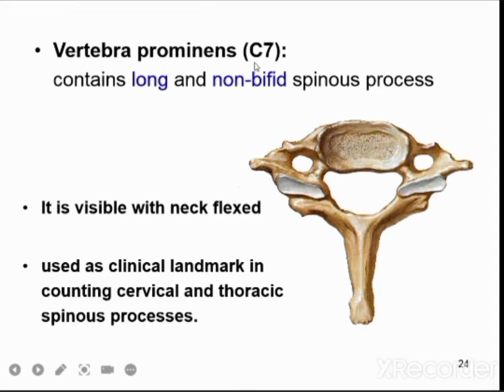The C7, also called the vertebra prominens, contains a very long and non-bifid spinous process. You can see its spinous process is very long. It's the longest spinous process in these 7 cervical vertebrae. It is visible with neck flexion. It can be used as the landmark in counting cervical and thoracic spinous processes.